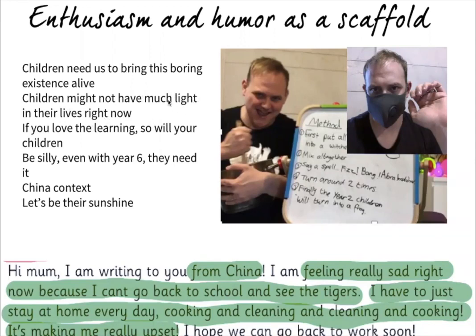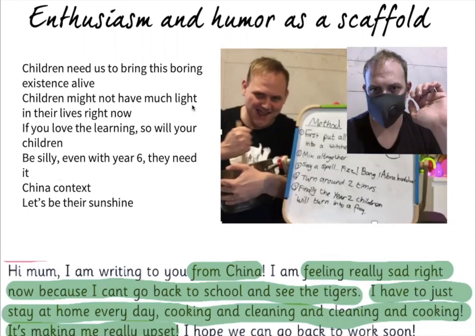We don't know their personal situations. We need to be that enthusiastic person in their life that they can look to enjoy their day. And I'm including this as a scaffold for English language learners, because I genuinely believe that it's important and directly linked to language acquisition. Language acquisition can't happen unless you have a very, very, very stable, supportive, caring environment with adults that are genuinely interested in their learning. So I've put be silly, even with year 6, they need it, you know?